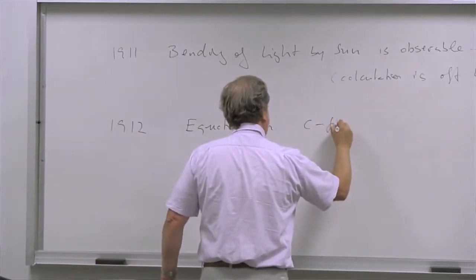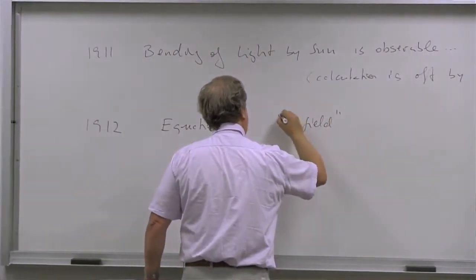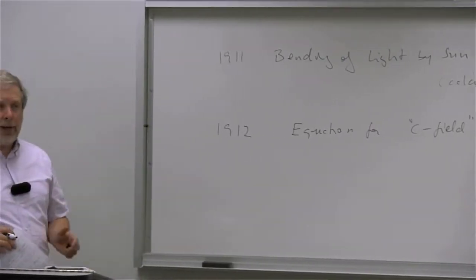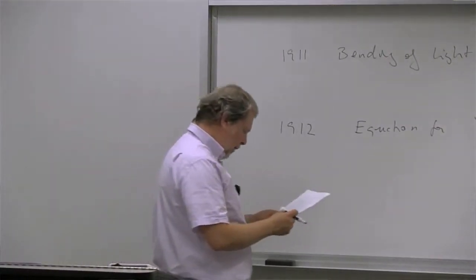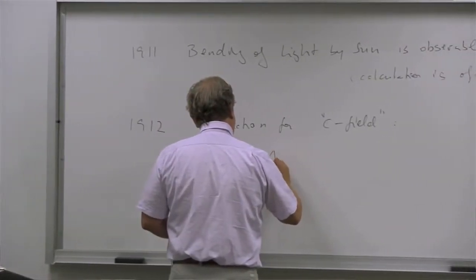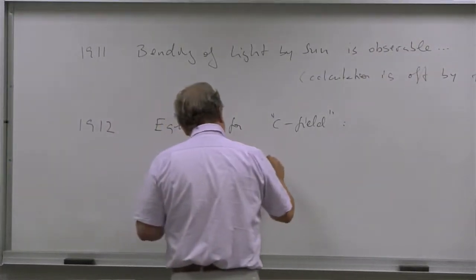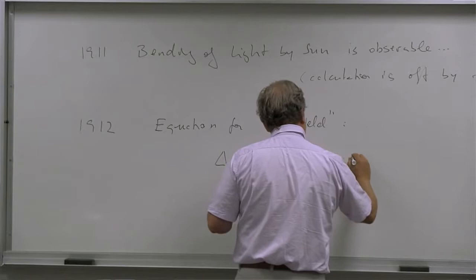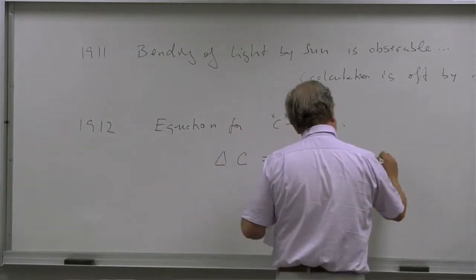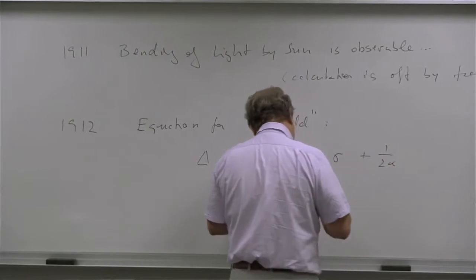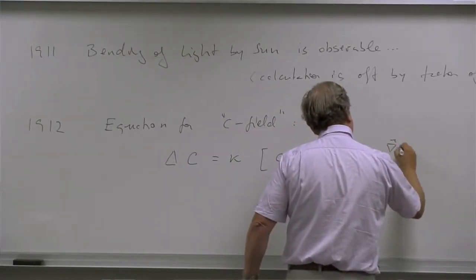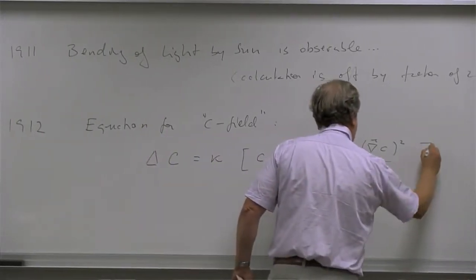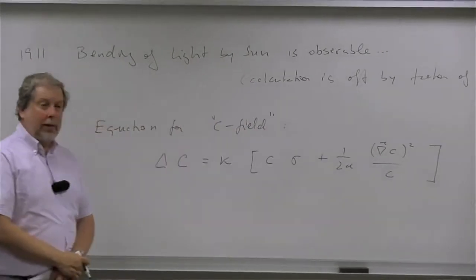for the C field. So let's write out this equation because it's interesting. It will have nothing to do with what will come later. His equation for the C field is that the Laplacian of the C field is equal to some constant times the C field itself times some coupling sigma, plus some other coupling 1/2 alpha times the gradient of C squared, divided by, again, the C field itself. And that's his equation for the bending of light.